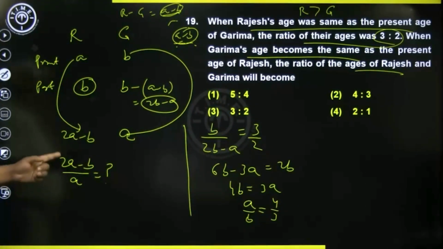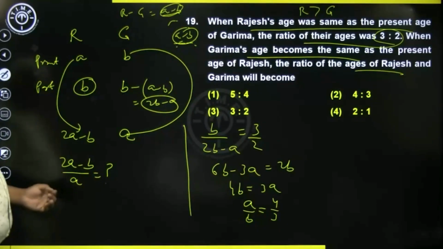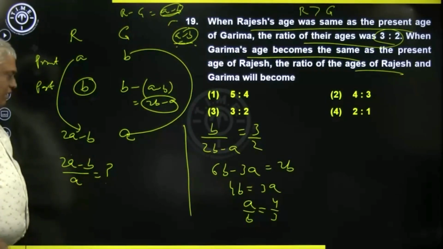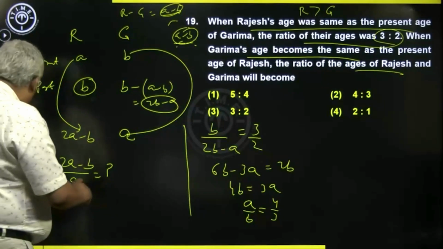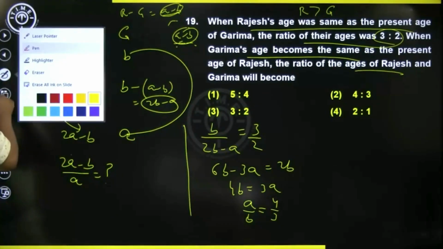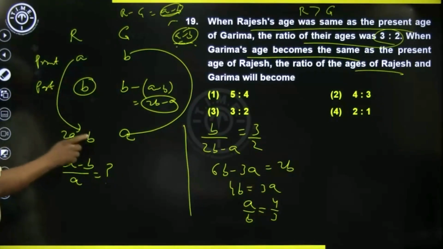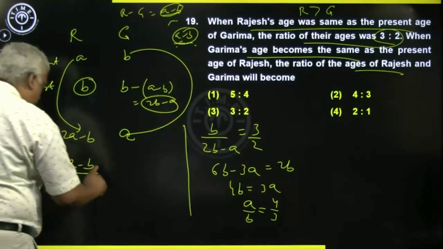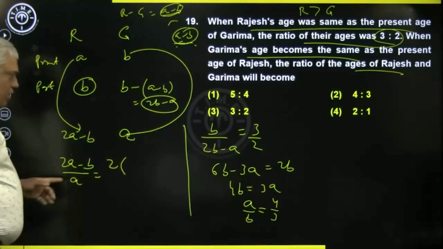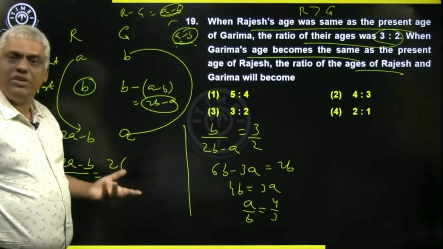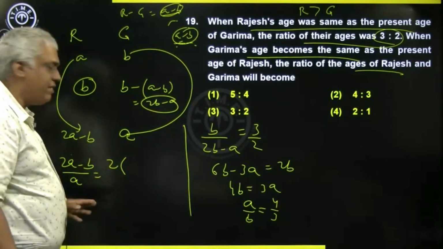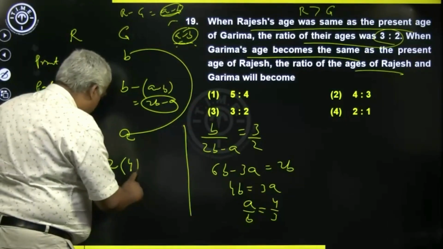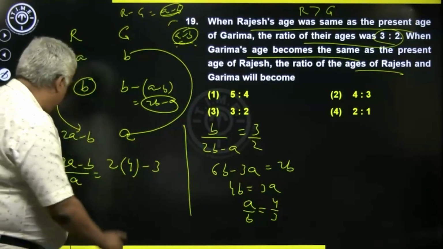So we can take A as 4K and B as 3K, but there is no need to take K because both are linear terms and K will get cancelled. So we can simply replace A by 4 and B by 3. So we have to find this ratio.